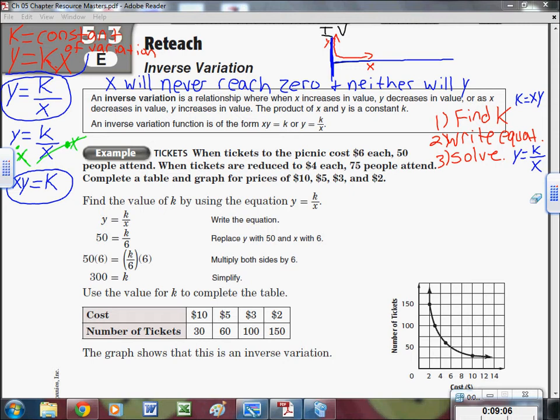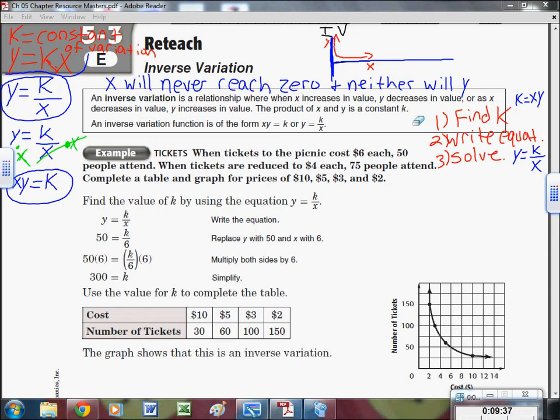Okay, now let's look at this example. When tickets to the picnic cost $6 each, 50 people attend. Now, when tickets are reduced to $4 each, so the price is cheaper, more people attend, meaning the lower the price, the more people are willing to pay. And that makes sense. Would you rather pay $6 for a picnic or $4 for a picnic? Most people are going to want the lower price. Since we said more people, that means more people are going to show up. Complete a table and graph for prices of $10, $5, $3, and $2.